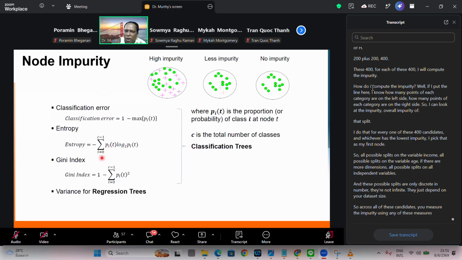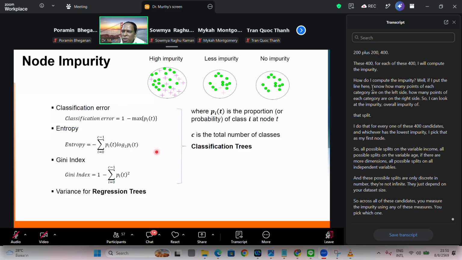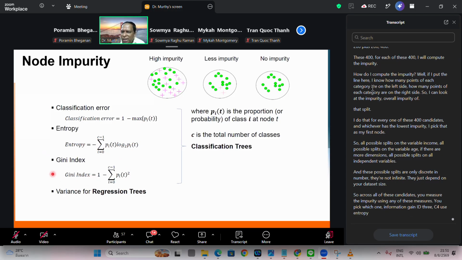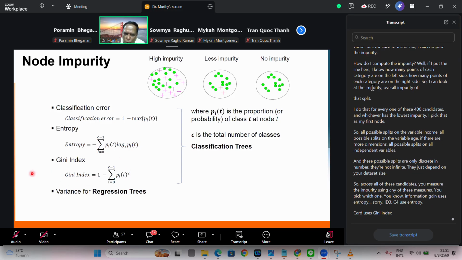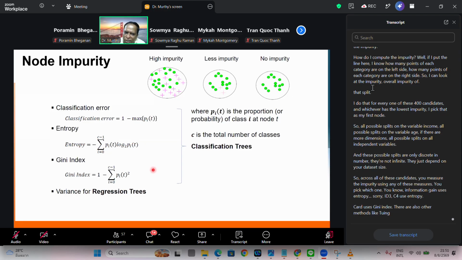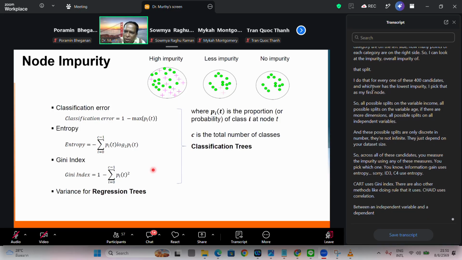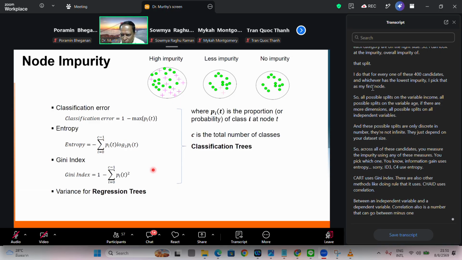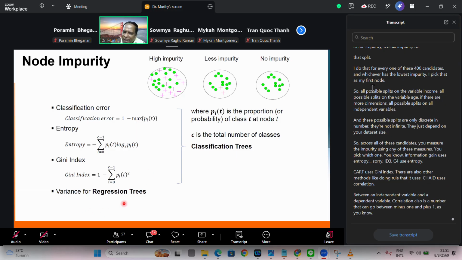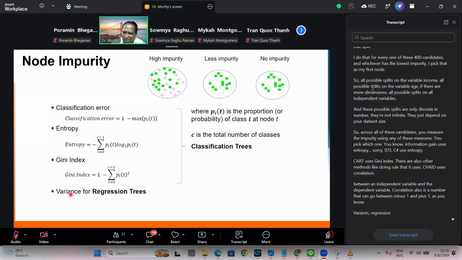You pick which one. Information gain uses entropy in ID3 and C4.5. CART uses the Gini index. There are also other methods, like the Twoing rule, that it uses. CHAID uses correlation between an independent variable and the dependent variable. Correlation also is a number that can go between -1 and +1, as you know. Variance: regression trees use variance.